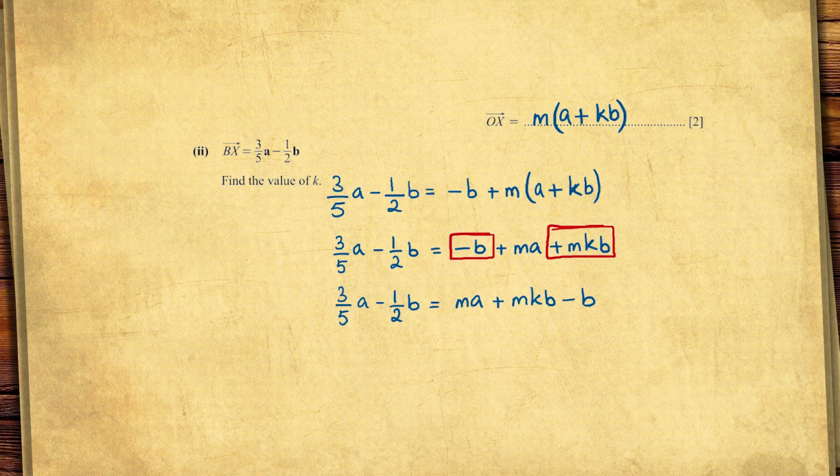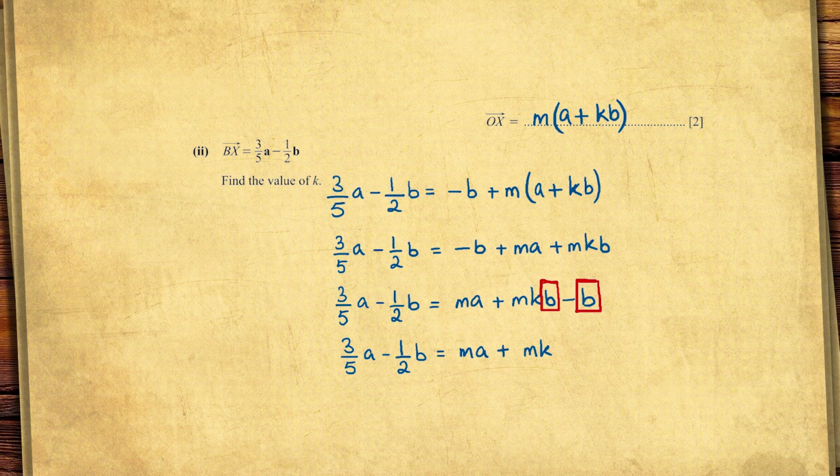Now the last two terms both have B in them. So we can factorize this B. We can take B common from these terms. 3 by 5A minus 1 by 2B is equal to MA plus MK minus 1 times B. So we have factored out the B from both of these terms. We have taken B common.